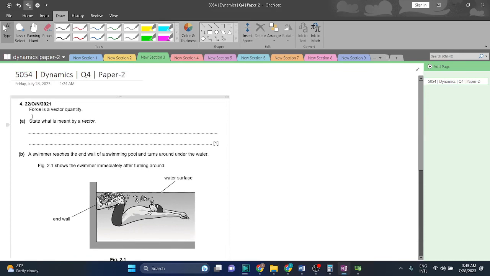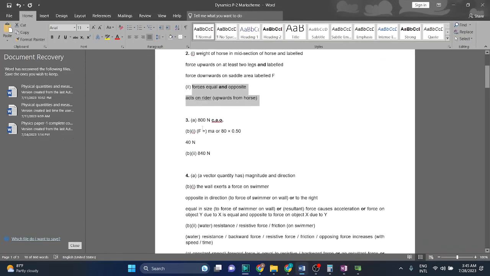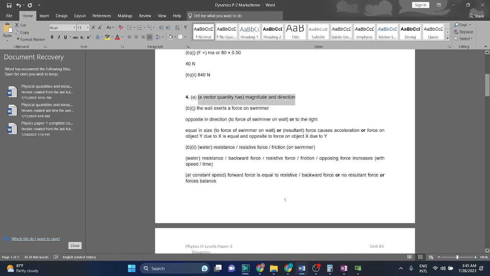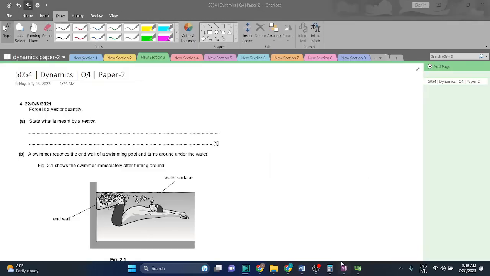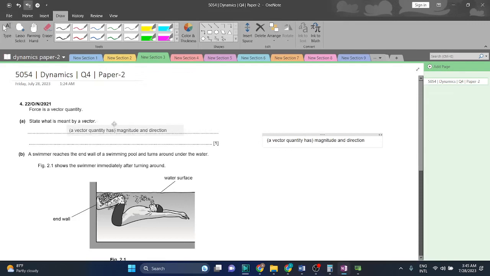Question 4. Force is a vector quantity. State what is meant by a vector quantity. There are some rules for identifying a vector quantity: you need to know if there is a direction or not. Like speed and velocity, the only difference is that speed doesn't have a direction but velocity does have a direction. So let's write this here. Has a magnitude and a direction. Let's look at the next one.